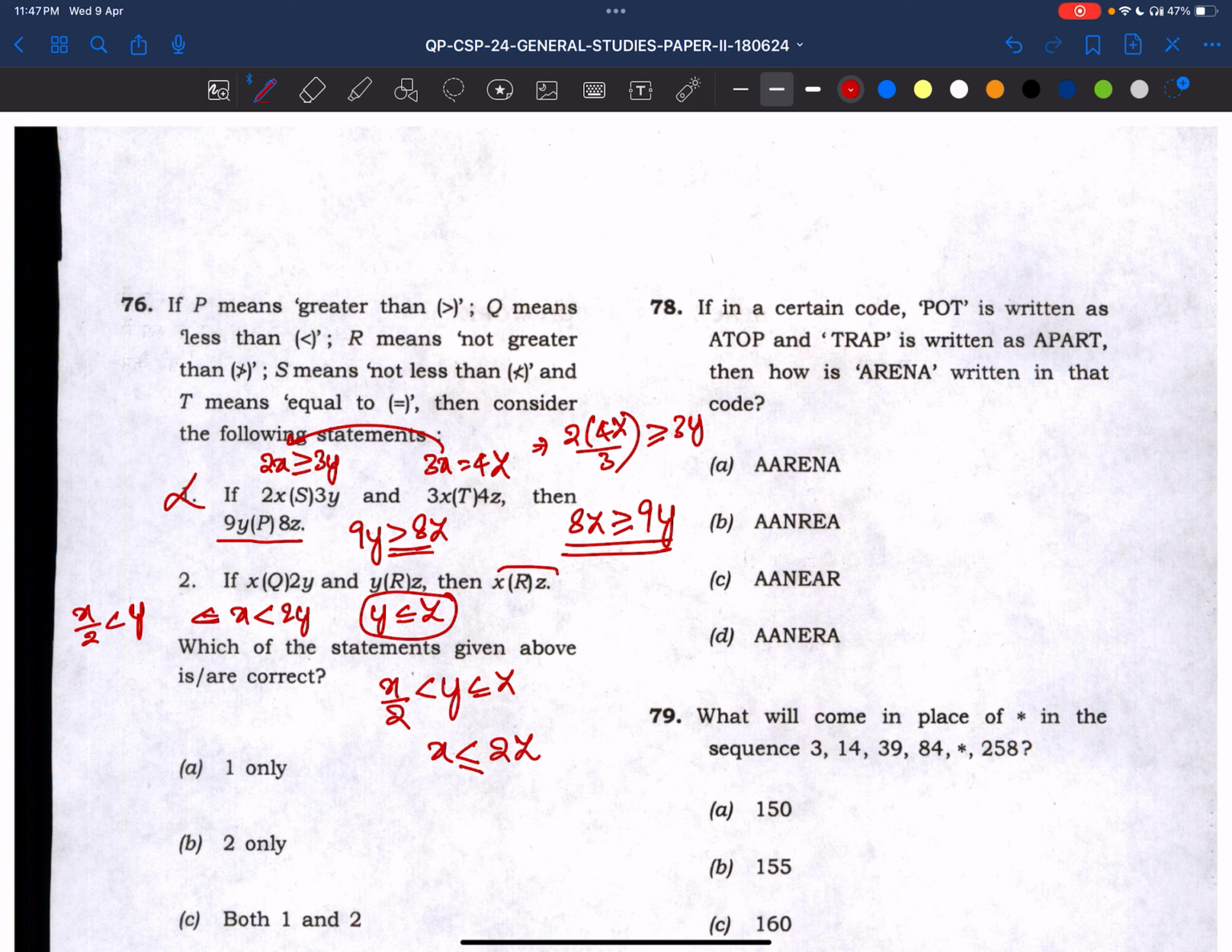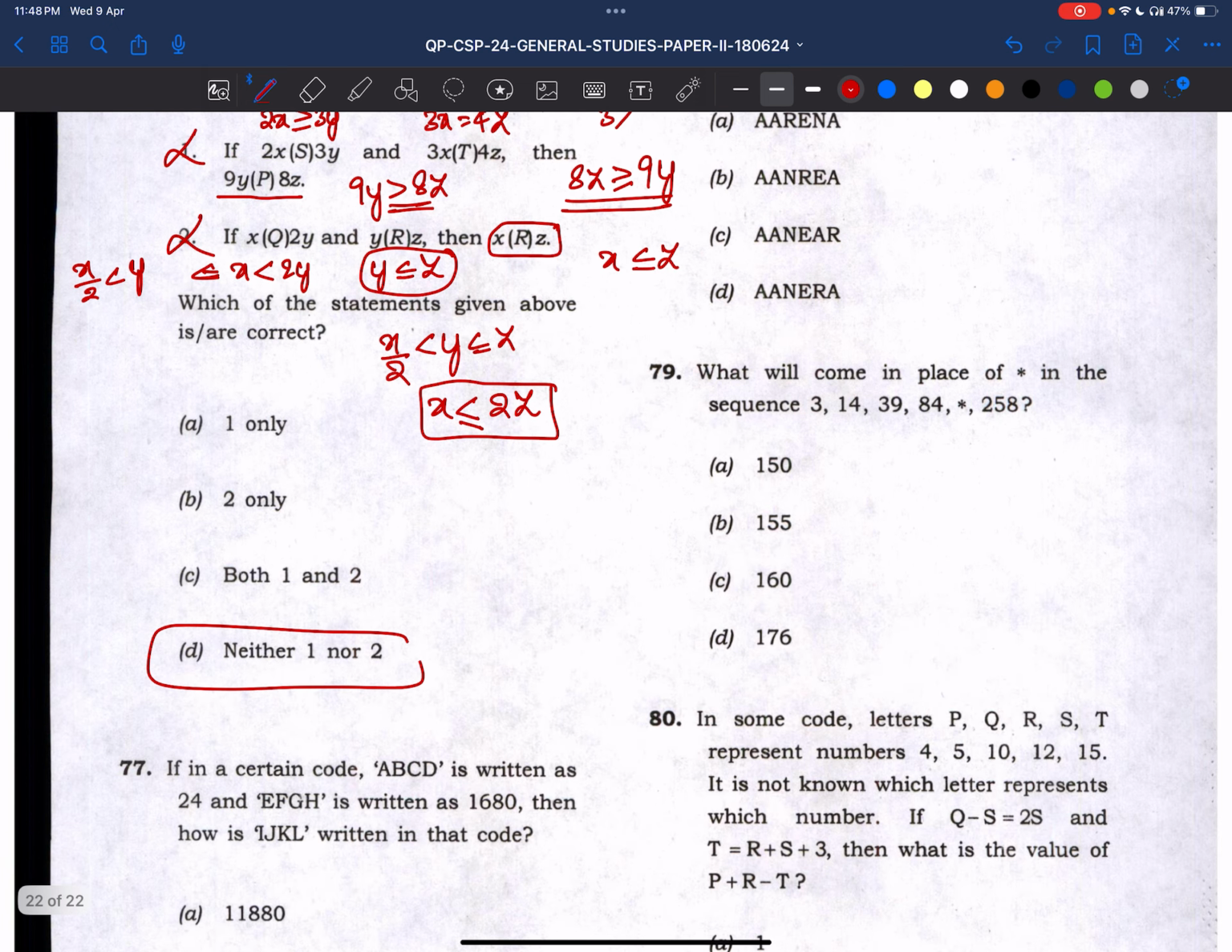And now see here. Then x R z. What is R? Not greater than. That means x less than or equal to z. Let's see. We got x less than or equal to 2z. Right? So, statement 2 is also wrong. Answer will be what? Either one or two.